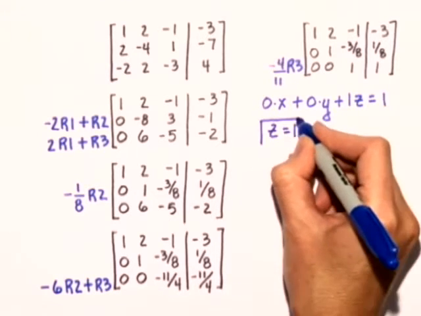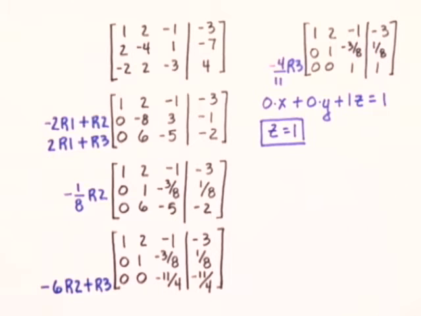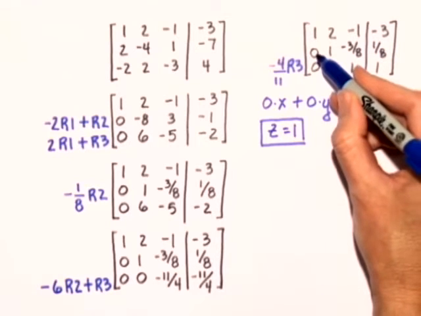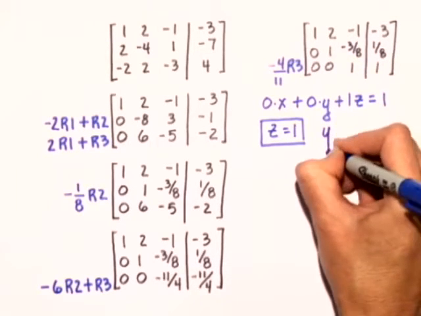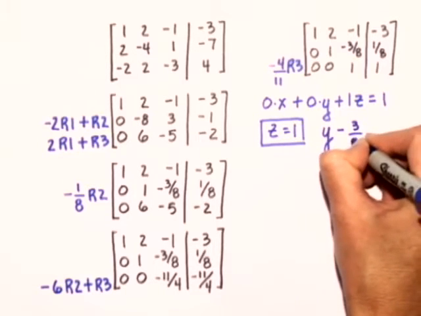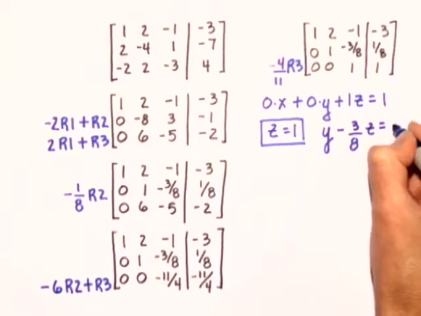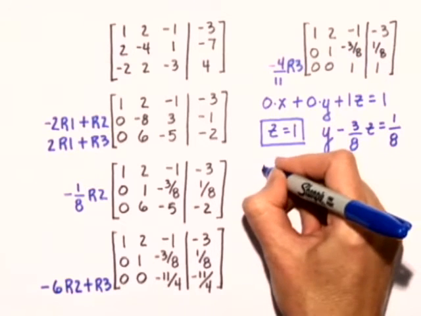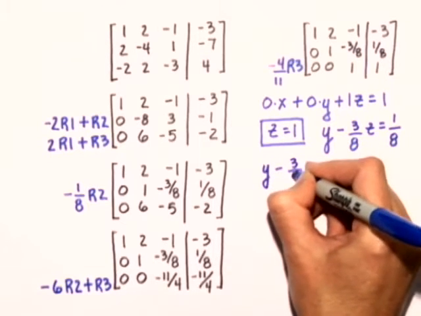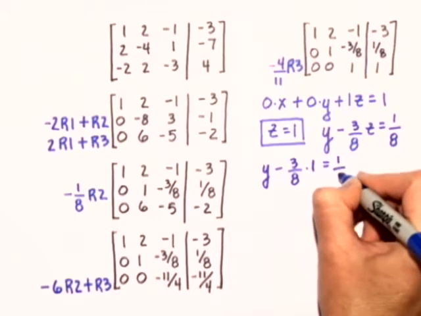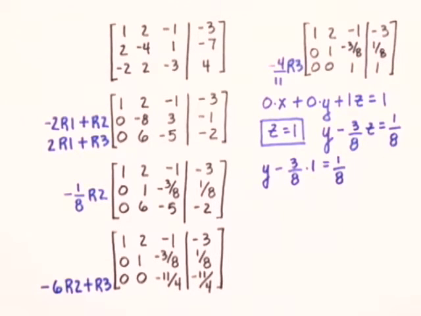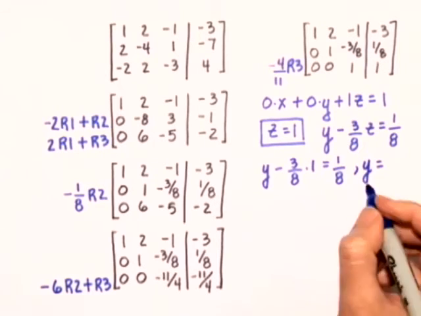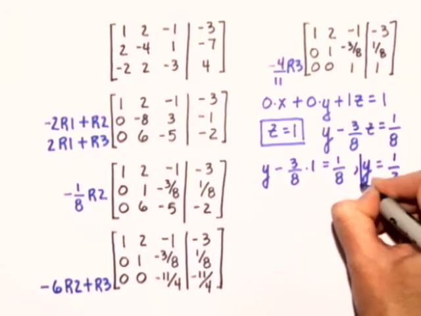Now we're going to use back substitution to find y, and back substitution again to find x. So my second row really says 0 times x plus 1 times y minus 3/8 times z is equal to 1/8. I can substitute 1 in for z, and I'll have y minus 3/8 times 1 is equal to 1/8. If I add 3/8 to both sides of this equation, I'll get y is equal to 1/8 plus 3/8, which is just 4/8, or 1/2.